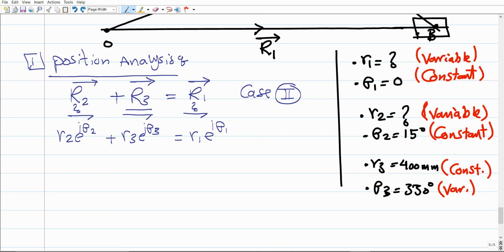This applies only to theta 1. Theta 1 is already 0 and it is constant, so it is fine to substitute theta 1 equals 0 here. But theta 2, don't substitute. It is constant, yes, but theta 2 equals 15 degrees, and substituting makes the calculation and the writing more complex. The same for theta 3: even if theta 3 is 0, 90, or 180, don't substitute its value. Why? It is variable. Make sense?